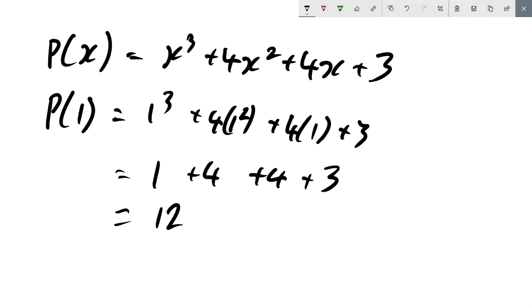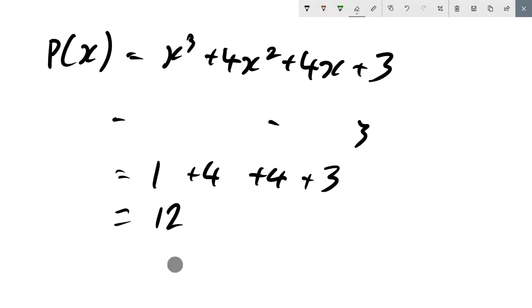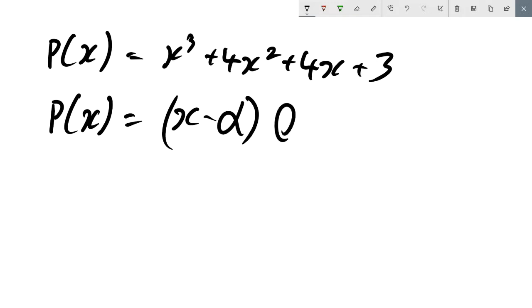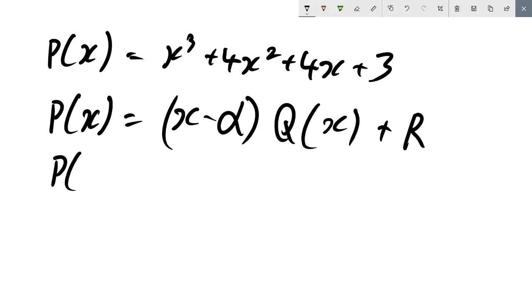So by using the null factor law on the linear factor and subbing that value in, I get the remainder. So this is an important result. This is known as the remainder theorem, and we can generalize it. So let's rewrite the polynomial. P of x is equal to x minus some value alpha, the Greek letter, times the quotient plus the remainder. So if I sub in alpha, P of alpha, I'll get alpha minus alpha, which is 0. 0 times this quotient is going to be 0. I'm going to have 0 plus my remainder, whatever the remainder is.